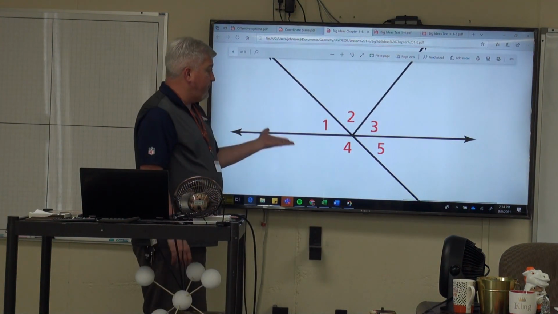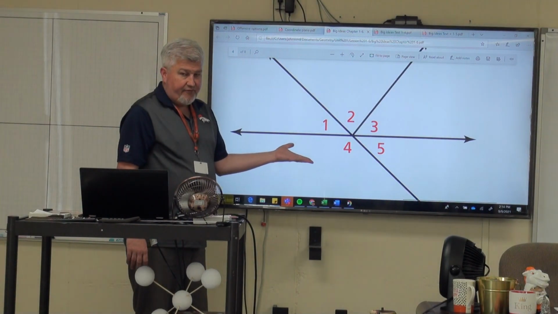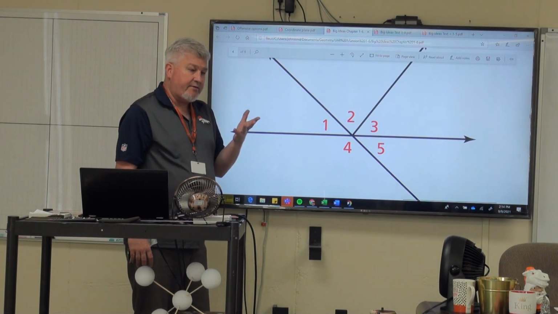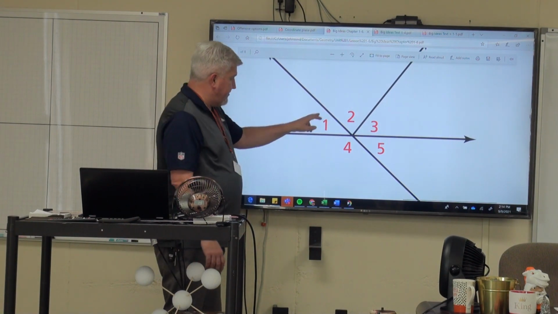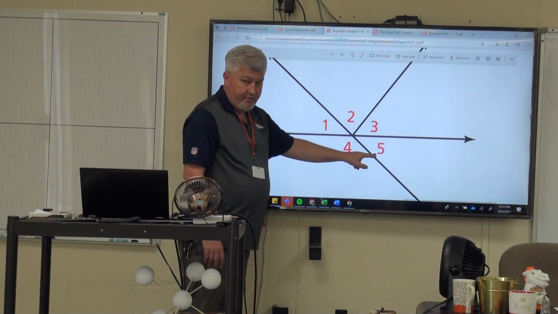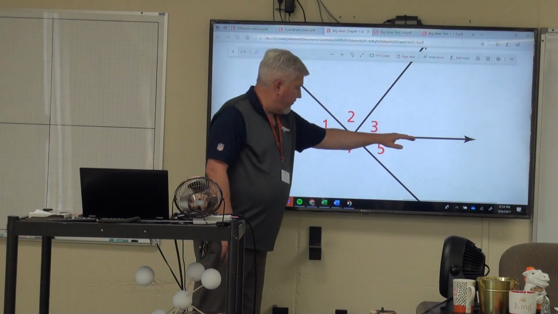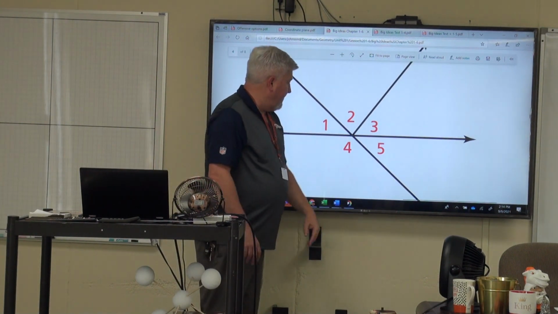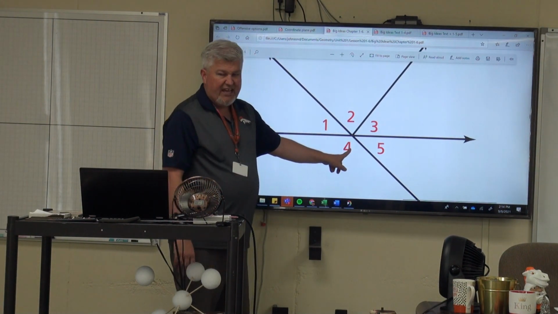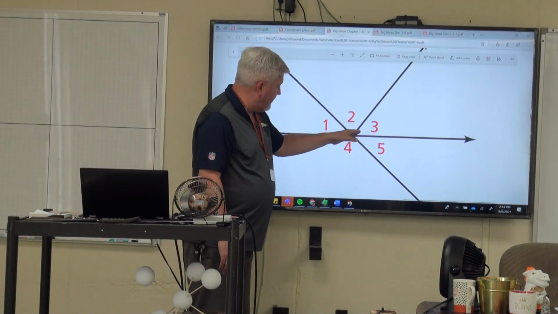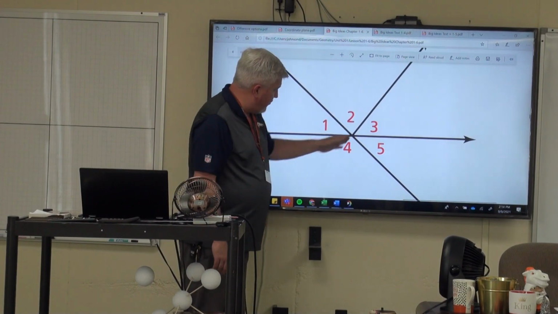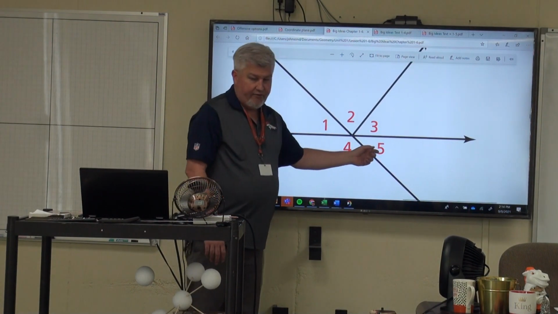Now, as far as vertical angles, if this is your first time with this, it might seem a little confusing, but there is only one pair of vertical angles, and it is angle 1 and angle 5. They must form from two straight lines. 2 and 4 are not vertical. It looks kind of like they are, but this is the straight line, and then this one bends over here, so that is not vertical. Only 1 and 5 are a vertical pair.